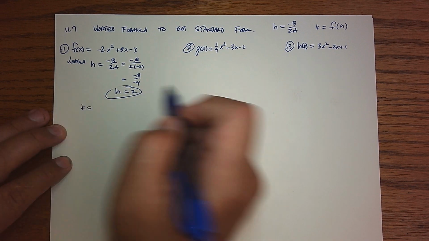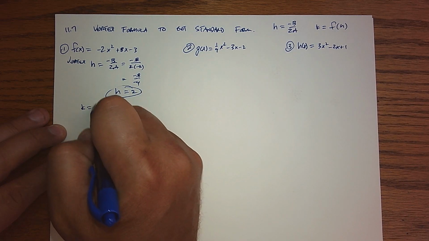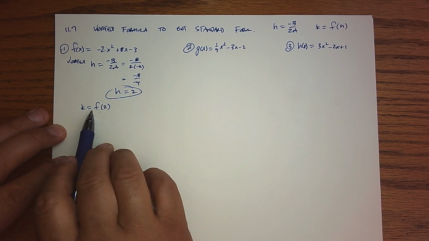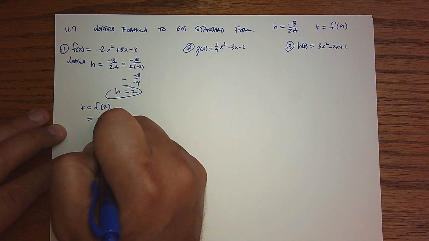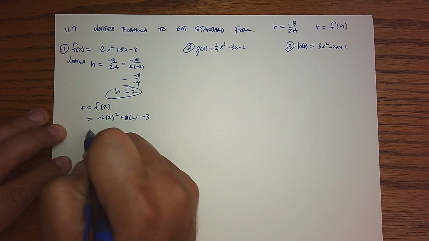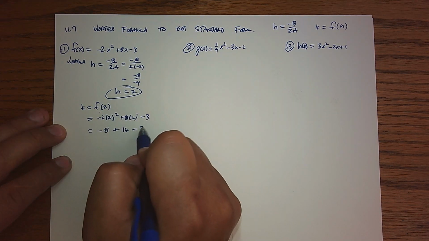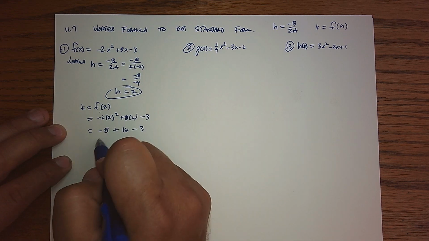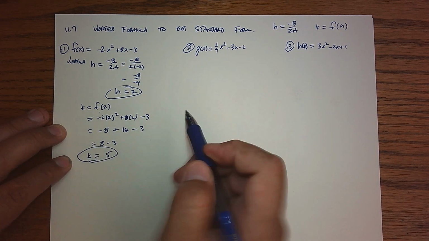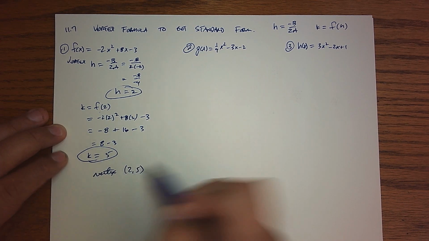How do I find my k coordinate? You can use that crazy formula we got in the last video, or you can just simply substitute that x-coordinate into the function to find your y-coordinate, and I'm going to choose to do that. So plugging that in, 2 squared is 4 times negative 2 is negative 8. That's a 16 minus 3. Going left to right, we have 8, take away 3, and we get 5. So there's my k. So where's my vertex at? My vertex is at 2, 5.